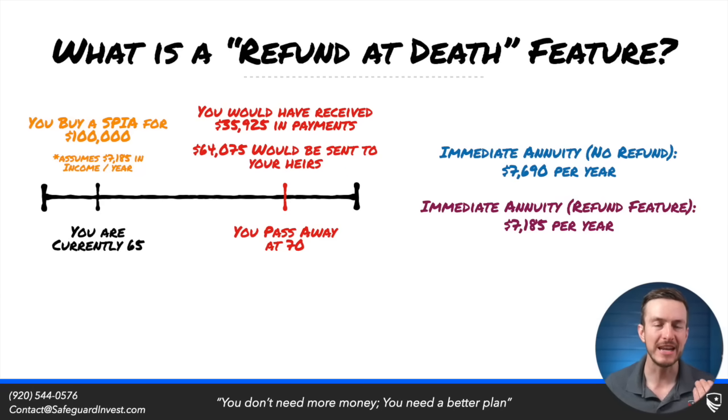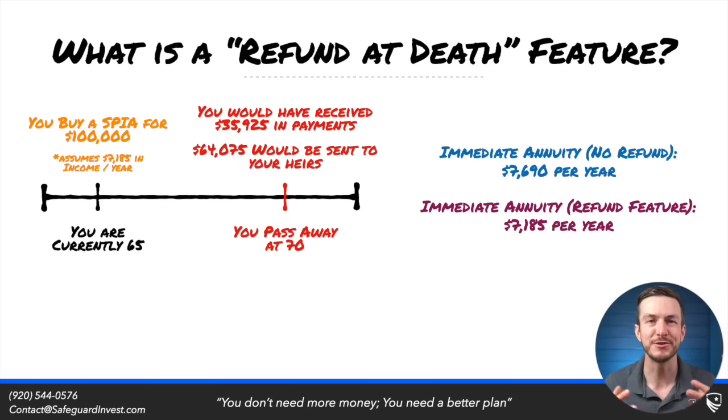Well, a refund at death feature ensures that at least your estate will receive at least what you initially invested into that annuity. So with the example on the screen, the 65-year-old bought a SPIA and received $35,925 over 5 years. They pass away, and because they purchased an annuity with this refund feature, their estate will receive $64,075 to be made, quote-unquote, whole on the initial investment. No, this is not a free feature. In this situation, buy a SPIA without this feature, and you would receive about $500 more per year compared to buying one with this feature.